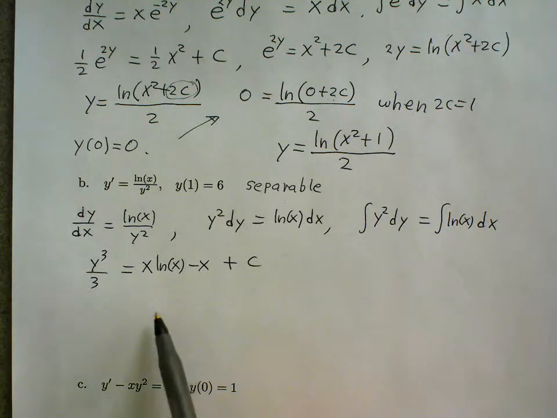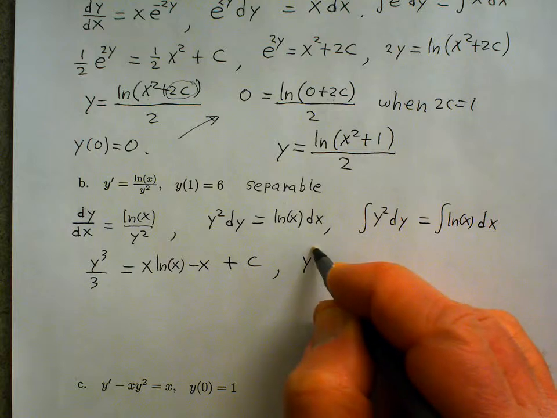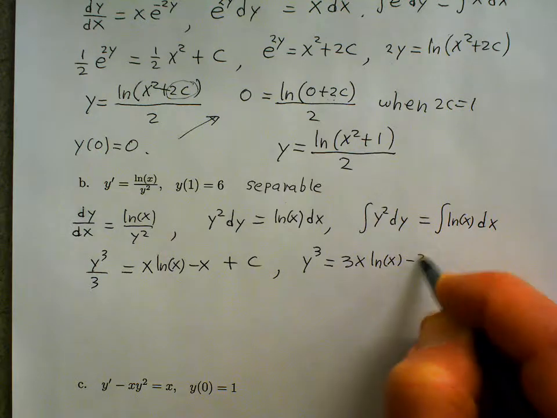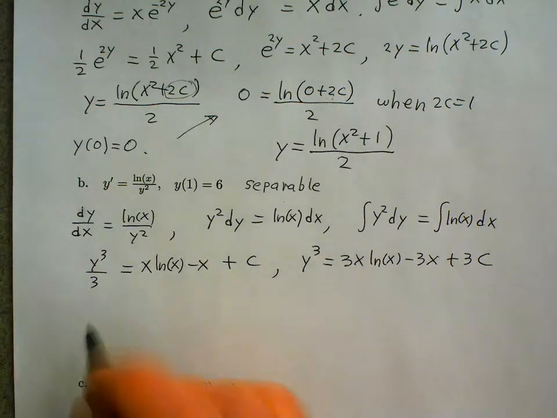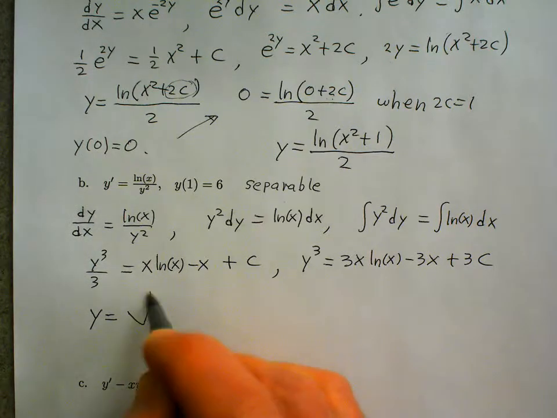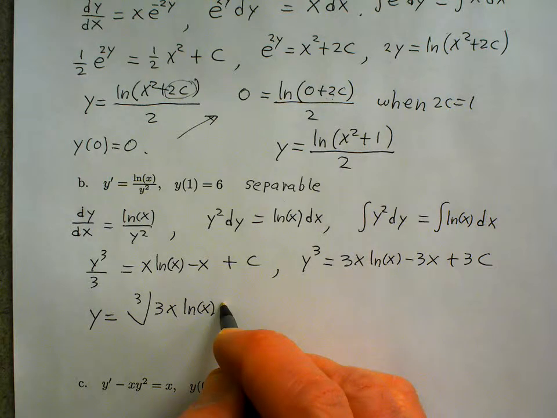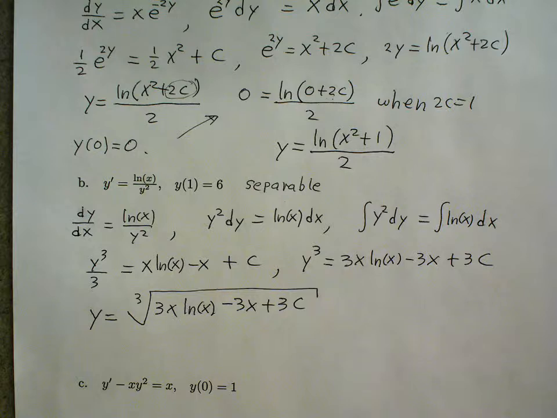Okay, we want to solve for y. So first, multiply both sides by 3. We get y to the third equals 3x times the natural log of x minus 3x plus 3c. And then the cubed root of both sides. Y is the cubed root of 3x times the natural log of x minus 3x plus 3c. So 3c is just a constant. If you want to replace it with capital K, you can do that.